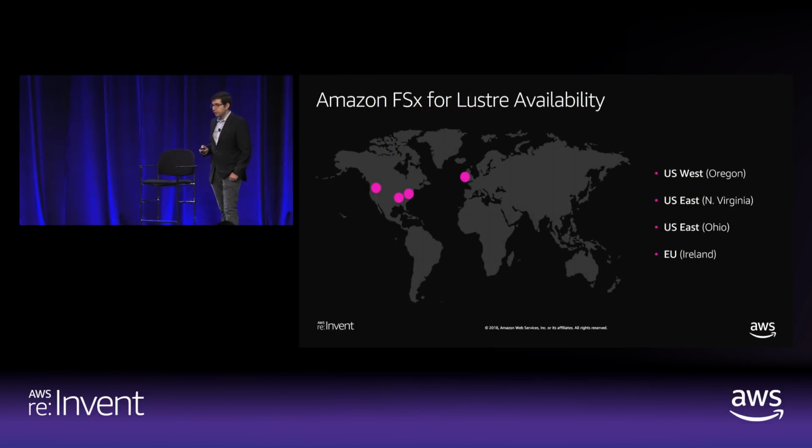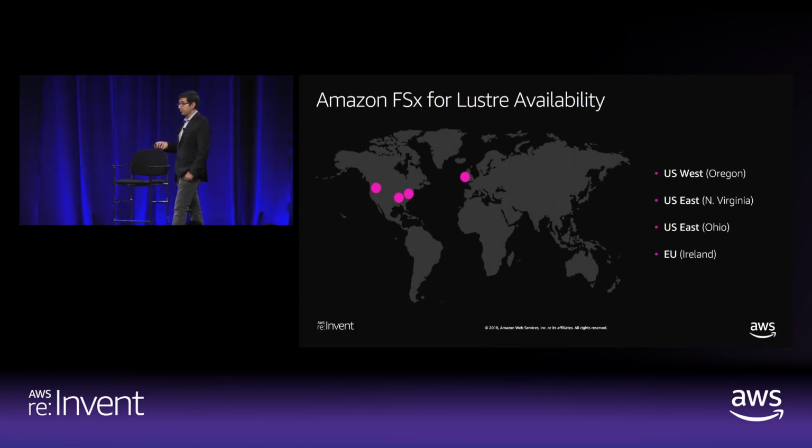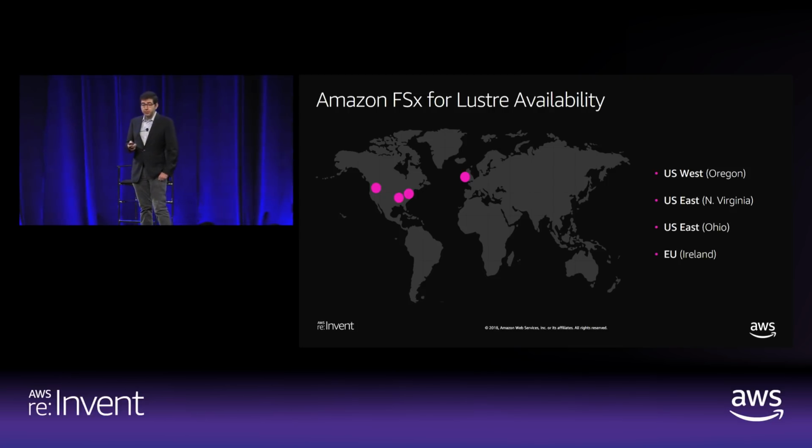And we announced the service yesterday, and it was available immediately. And it's in these 4 regions: US West Oregon, US East Northern Virginia, US East Ohio, and EU Ireland. And we will be rolling out to more regions pretty quickly.